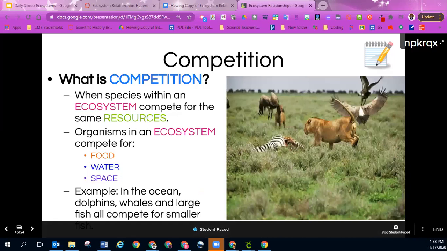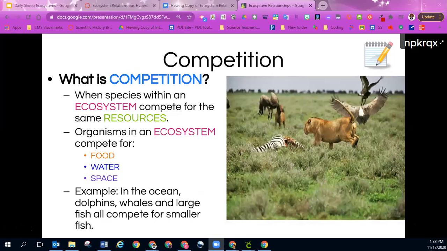All right, so next we have competition. With competition, you have animals that are going to compete for resources within that ecosystem. It could be food, shelter, or water, but it could also be mates, even within the same species. So competition definitely happens within those ecosystems.